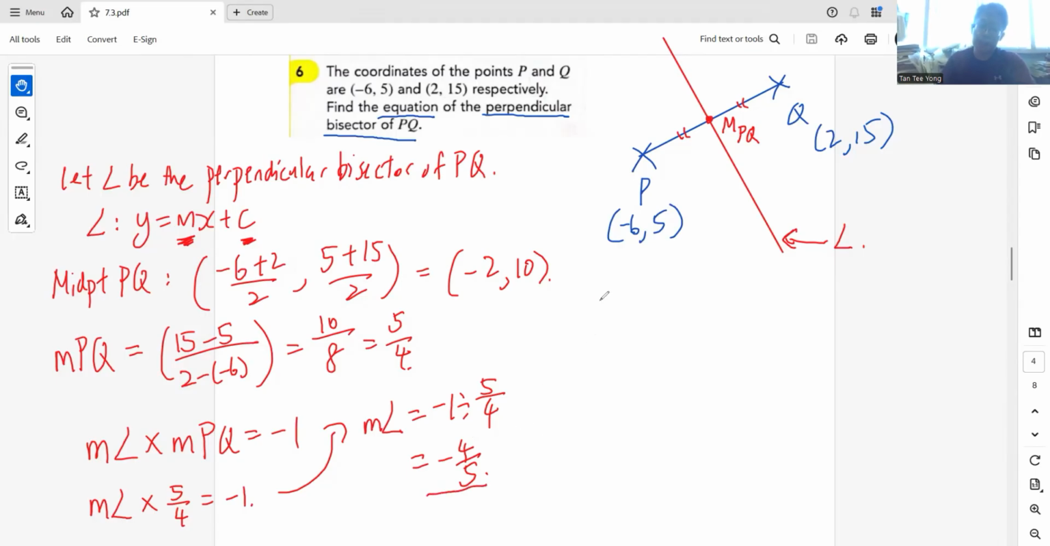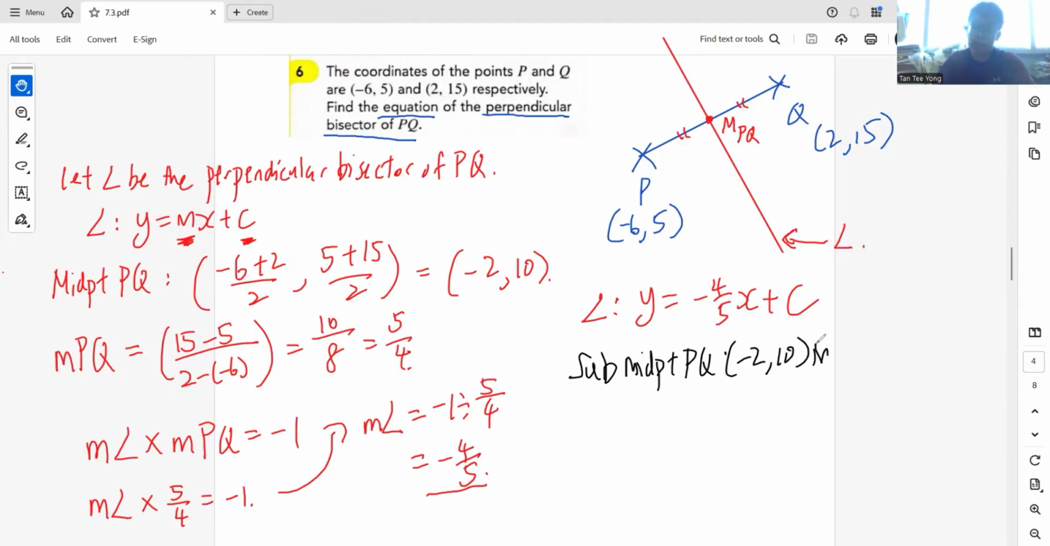So that means our equation of L is y equals negative 4 over 5 x plus c. Right, so now we need to sub in. We need to sub our midpoint of PQ, which is negative 2, comma 10, into L. Why do we need to sub in the midpoint? Because the perpendicular bisector will cut through the midpoint of PQ in order for it to be a perpendicular bisector.